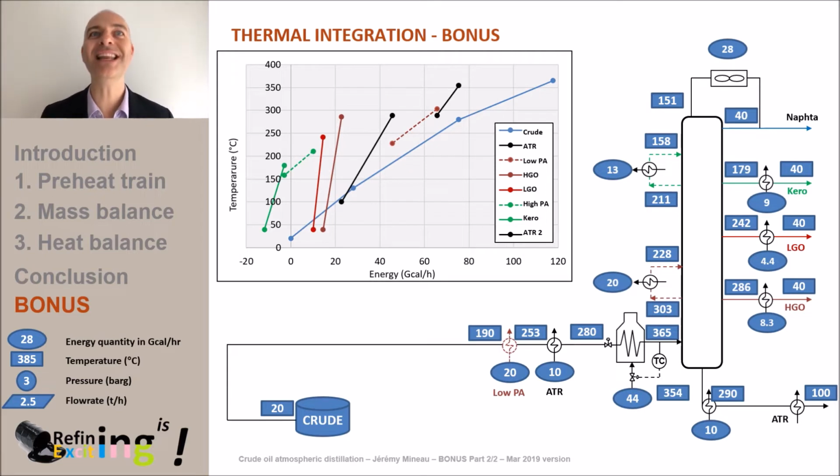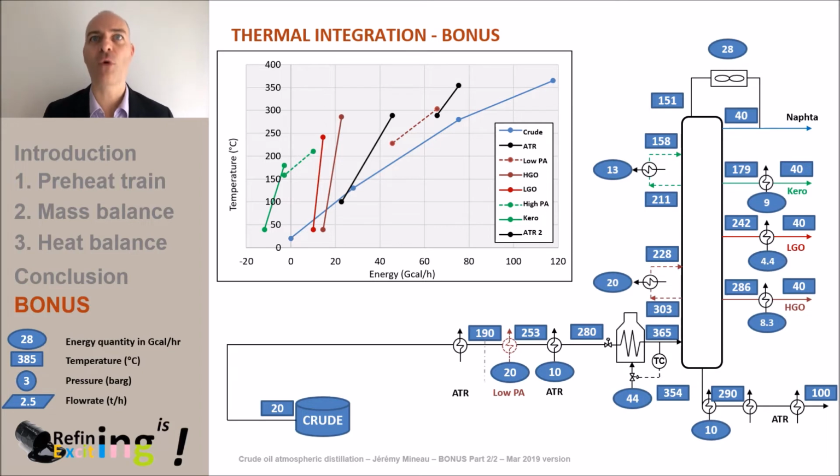Once these 2 heat exchangers have been installed, what is the next flow that is the best candidate to heat the crude? Well, in our case, the atmospheric residue is again the best candidate to heat the crude, since it is available at a temperature of 290 degrees C. So, we install again a heat exchanger on the atmospheric residue. The crude is preheated to 190 degrees C.